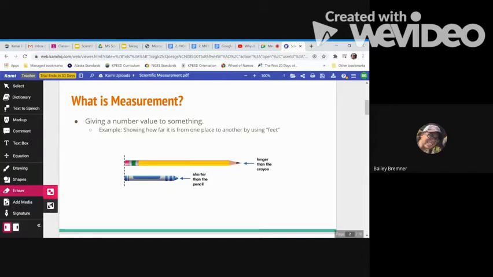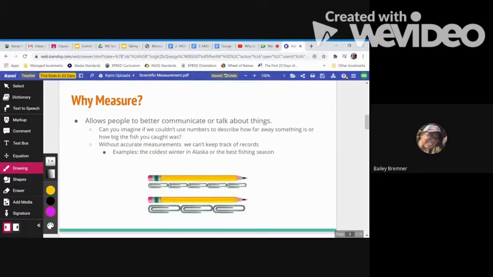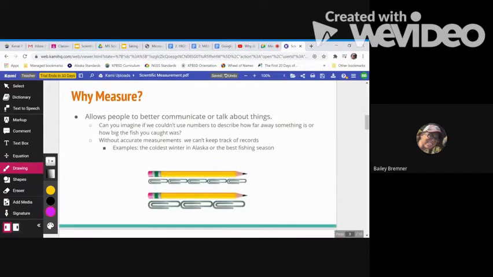So I have this picture here that shows that the crayon is shorter than the pencil, but how much shorter, right? That's what we want to know, and that's what we use measurement for. It allows us to better communicate or talk about things. It doesn't always have to be numbers, right? But like here, they use paper clips.